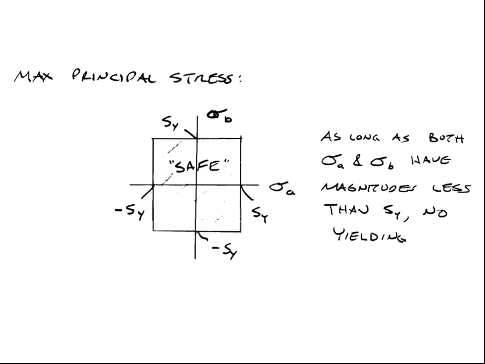Now the maximum principal stress criterion is pretty easy to plot. It's when either one of those reaches the yield strength, or in the case of compression, the negative yield strength, then you have failure. So it becomes a square, and any stress state that is inside of that square, we say is safe. If it's right on the edge of the square, then there's no factor of safety there. But again, the prediction is we only have yielding if the stress state is outside of that square.